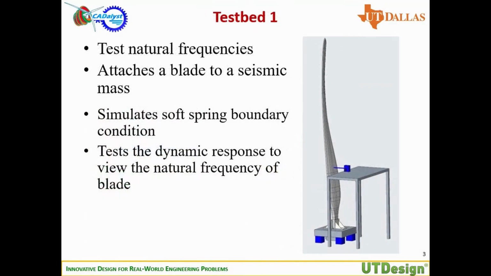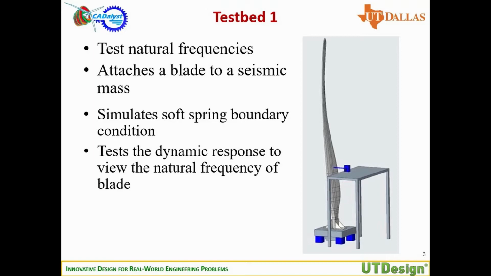The first test bed is designed to allow for the testing of the natural frequencies of a wind turbine blade. To do this, the blade will be attached to a seismic mast which will rest on EVA foam to simulate a soft spring boundary condition. The soft spring boundary condition is used to simulate the tower of the wind turbine flexing under stress. This will allow our client to better understand how each individual blade will behave in relation to the whole wind turbine system. The seismic mast can also be set on the floor to simulate a fixed boundary condition.